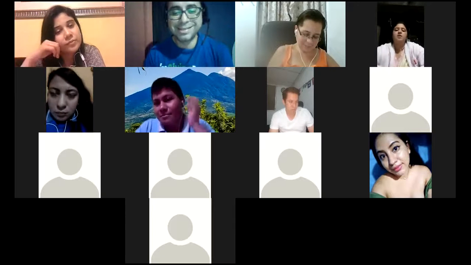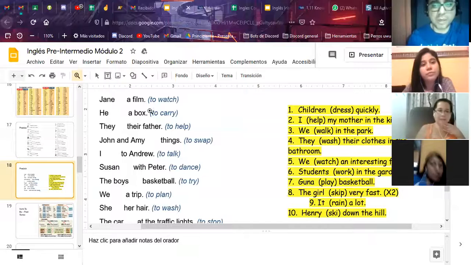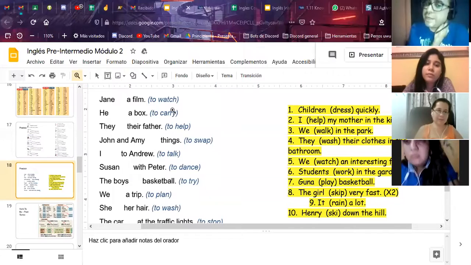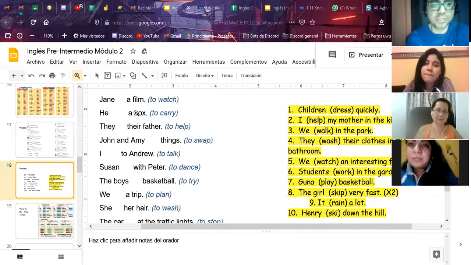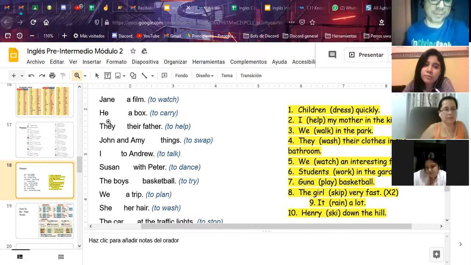We're going to continue with the class, and I will show you another exercise. So let's do this together. This one, how is it going to be? The first ones, on the left, with the verb in blue, we are going to do in affirmative. So, how would it be with Jane and the verb there? Jane watched a film. It's always in past, right? Yeah, still past. Jane watched.